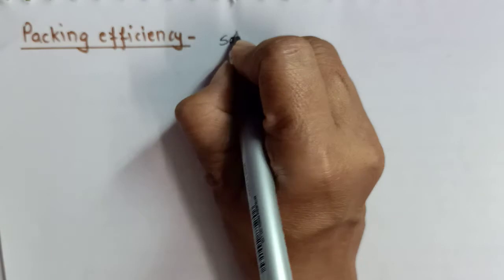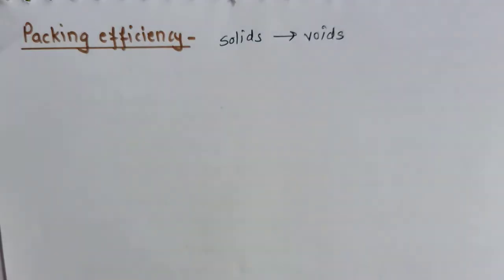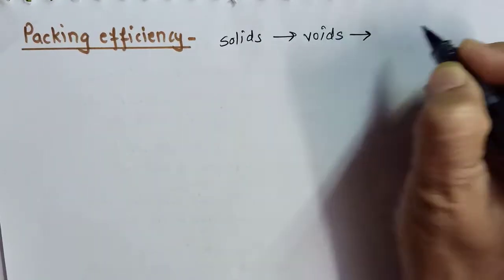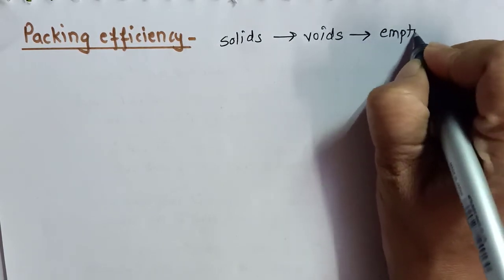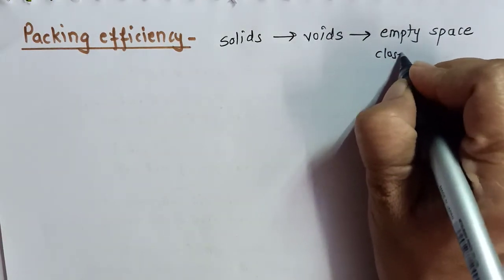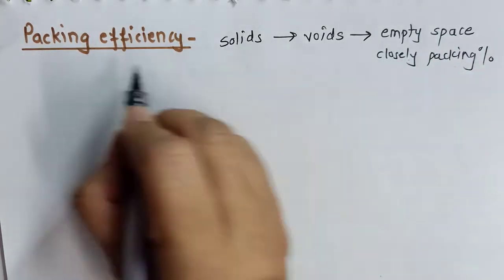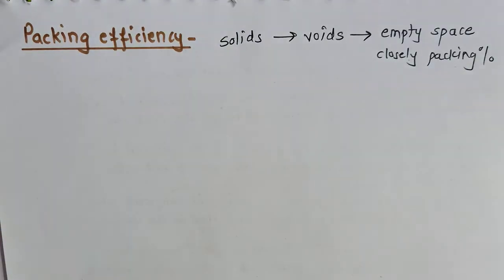Hello students, till now we have seen that in solids there exist voids because of their different type of arrangement, and because of the presence of voids it leads to some kind of empty space in them, and it will also affect the closely packing percentage. That is what we call as packing efficiency. So because of the voids, the packing efficiency of different types of unit cell is getting affected.